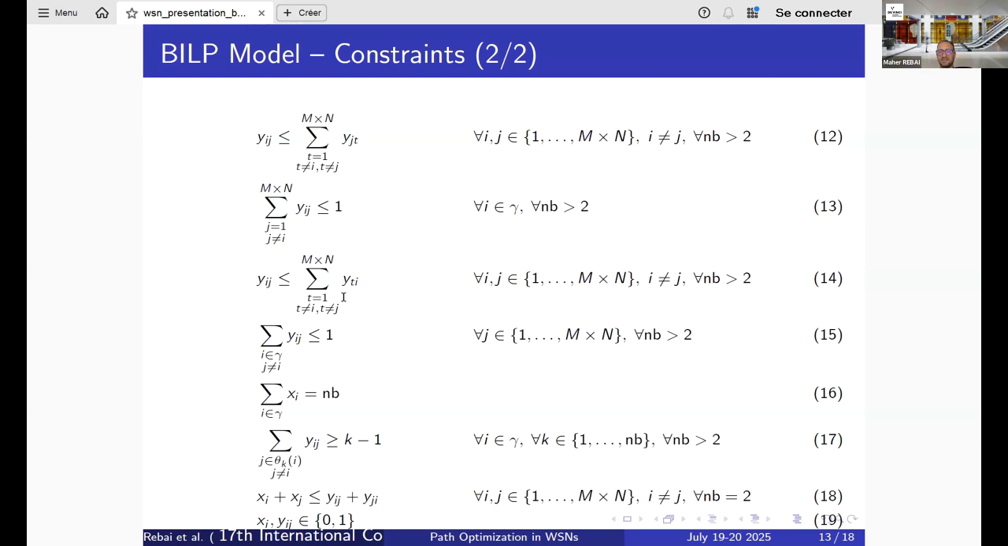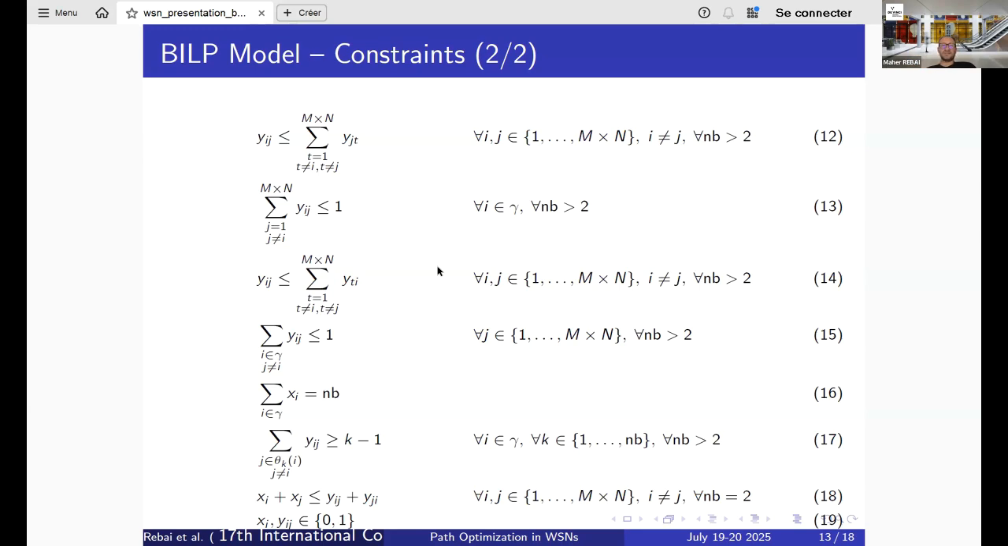Constraint 17 is the sub-tour elimination constraint, and constraint 18 ensures that the model remains able to give a solution even if the solution is just one edge. Finally, the remaining constraints are binary decision variable constraints.